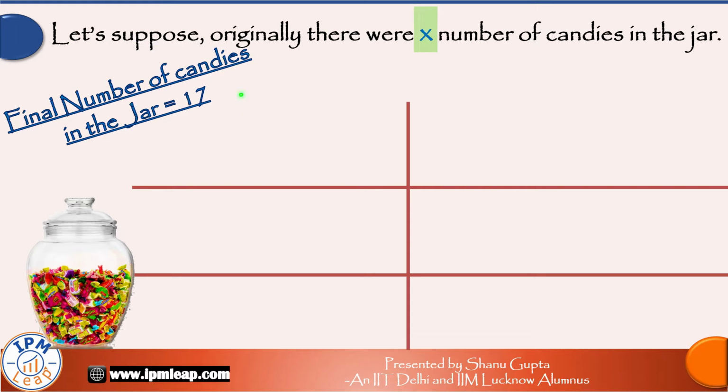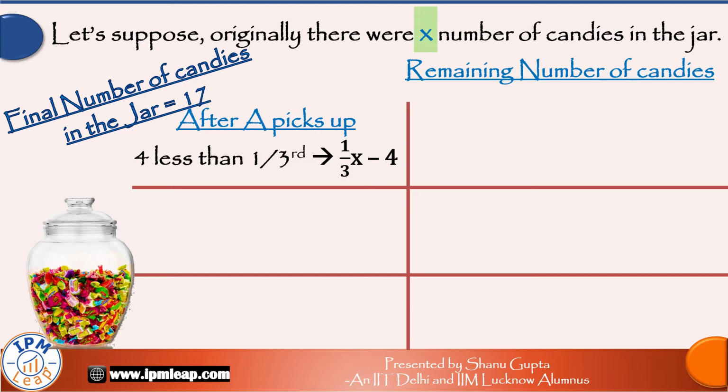We need to know in terms of X what were the final number of candies after A, B and C picked up their lots. Let's do it stepwise. After A picks up, A picks up 1/3 of X minus 4. Minus 4 because he throws 4 candies back into the jar. Remaining candies would be X minus this number, which will be equal to 2/3 of X plus 4.